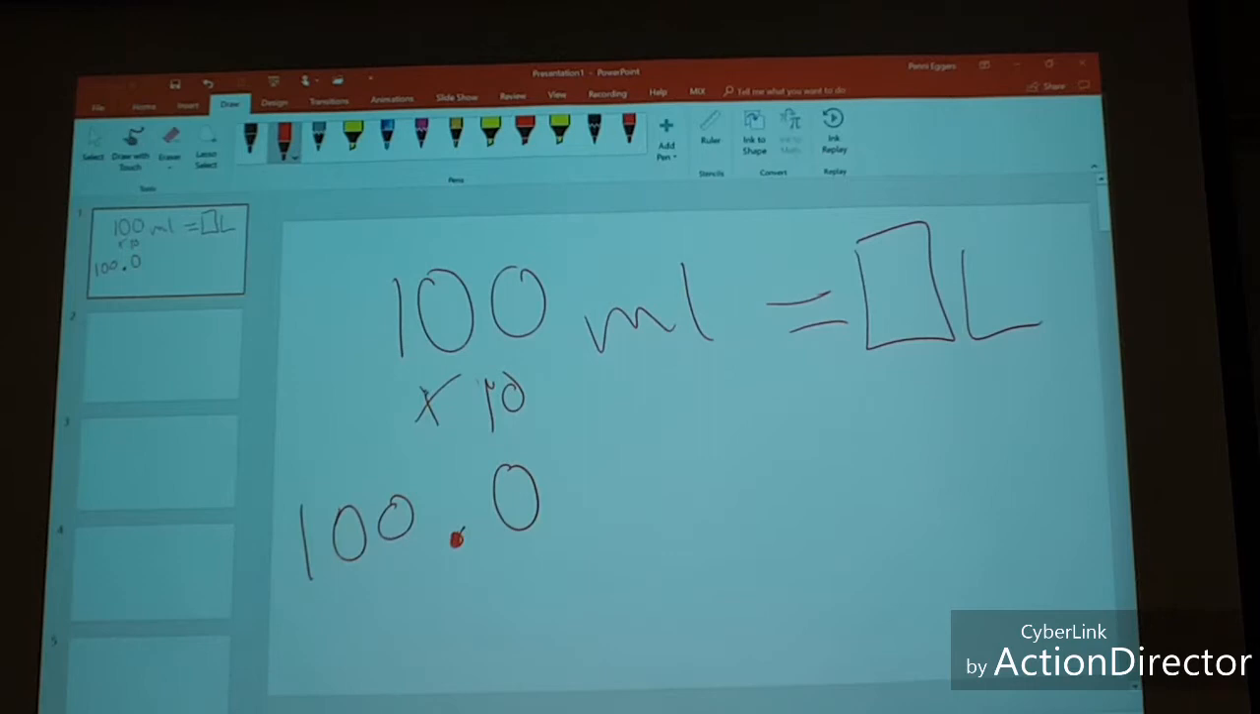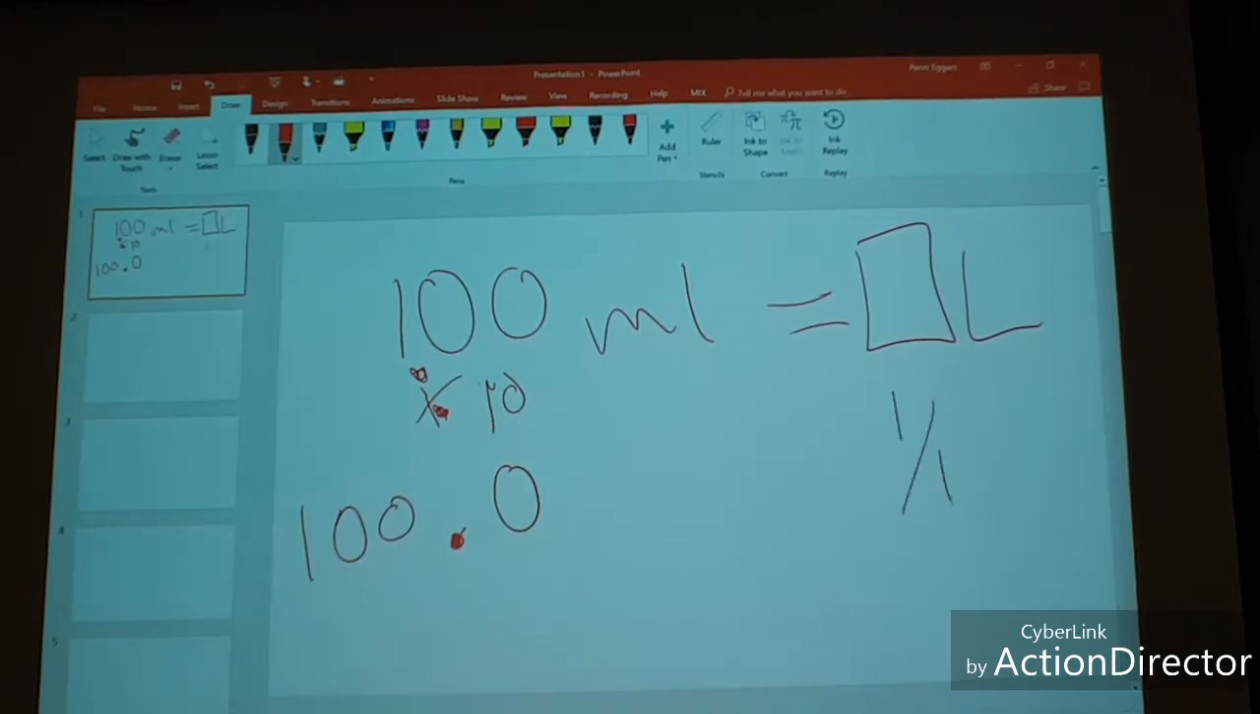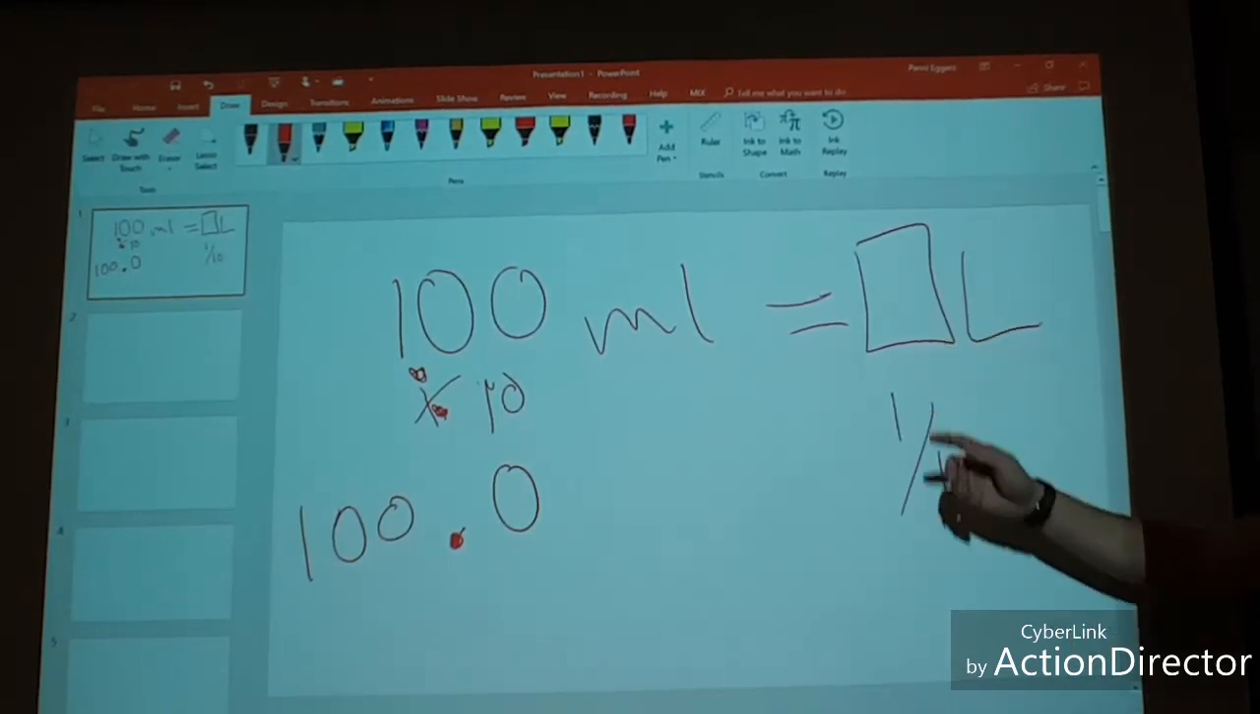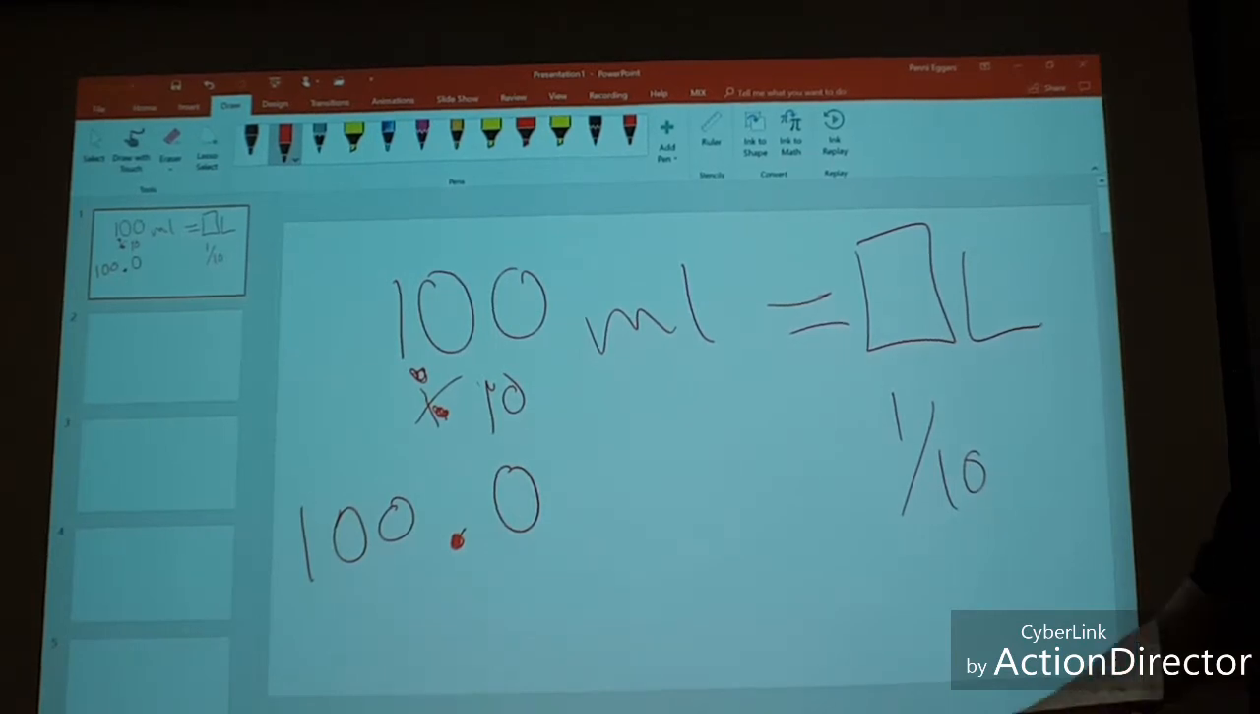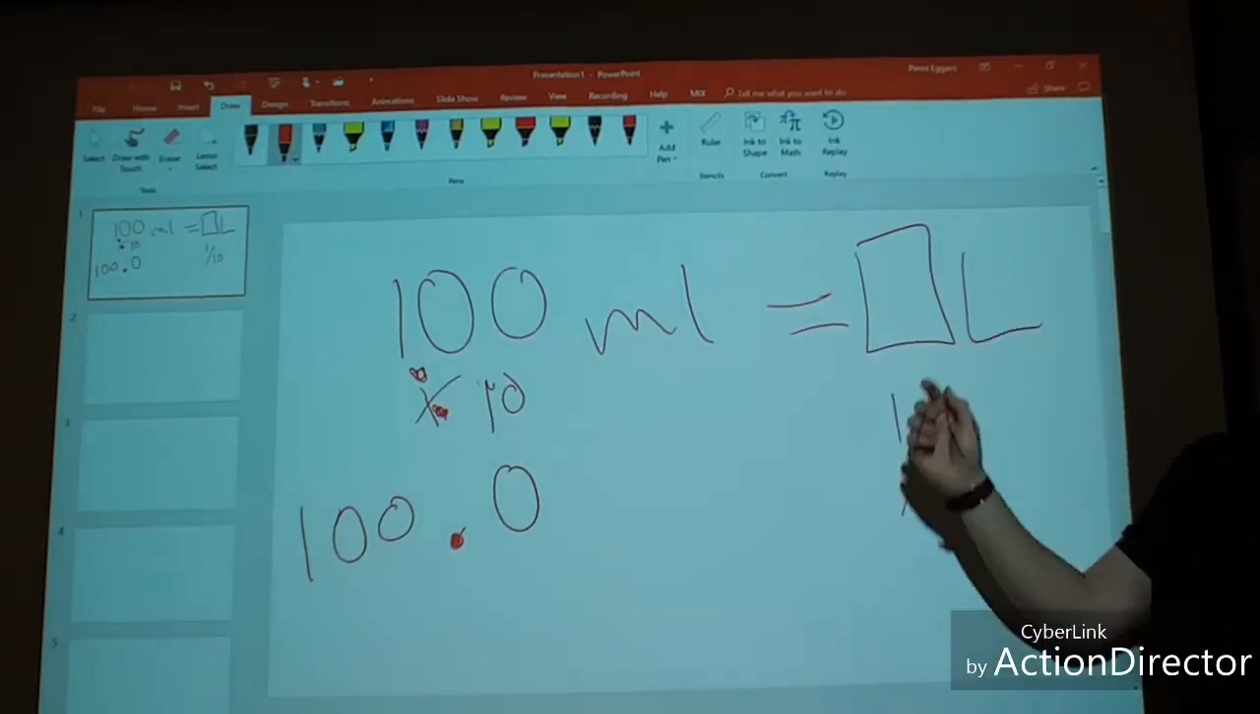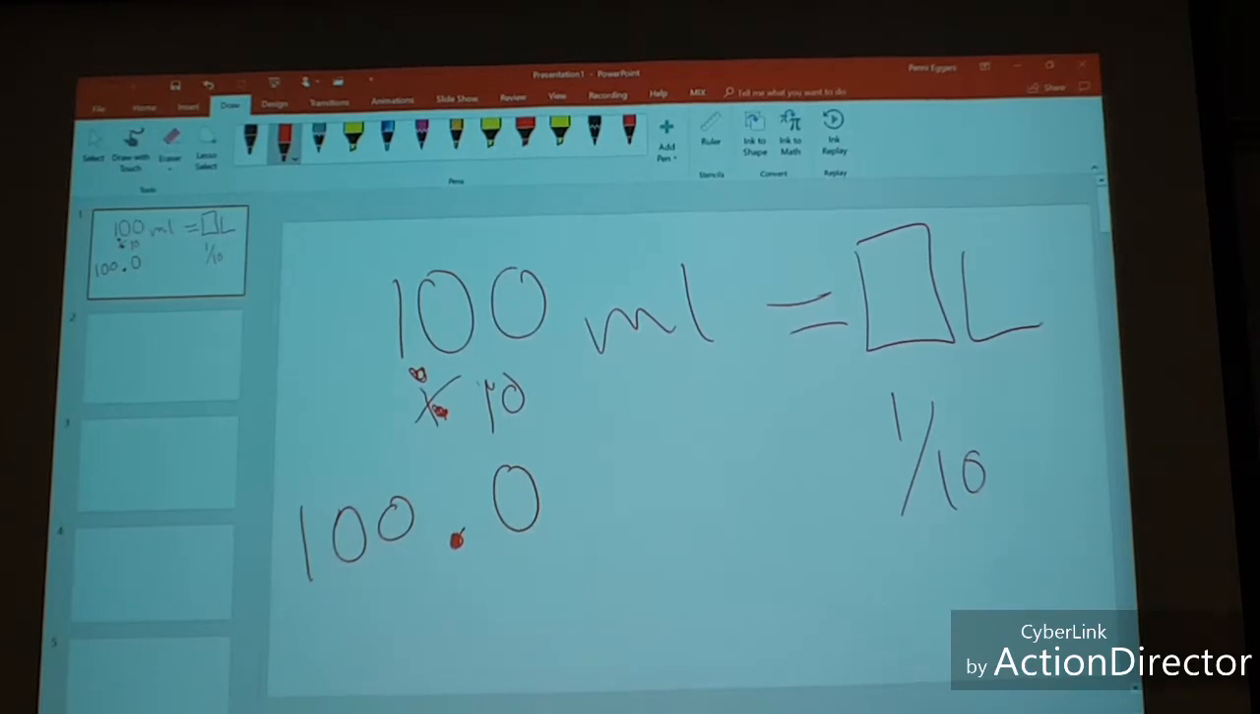No, divide by 10. Thank you. It's going to be a tenth of a liter. So it's going to be 1/10 of a liter. All right. So 100 mLs is 1/10 of 1 liter. So your 1,000 bag, right?